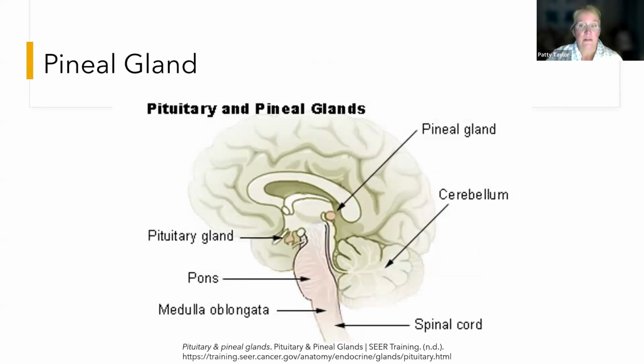The pineal gland sits at the back or posterior side of the thalamus. The pineal gland only makes a hormone called melatonin. It regulates sleep and wake cycles.